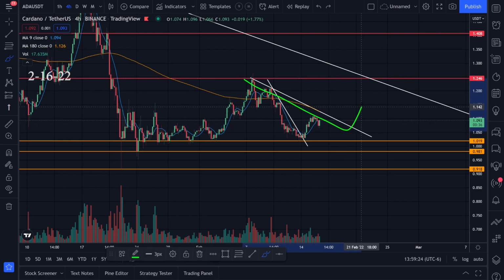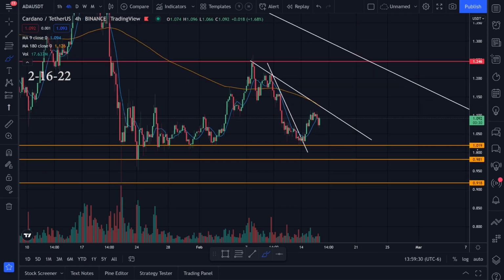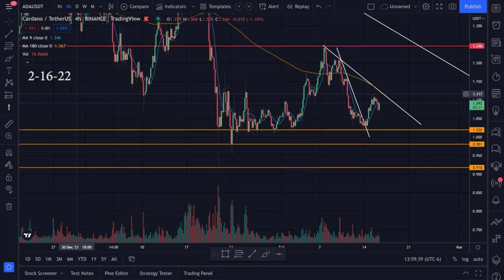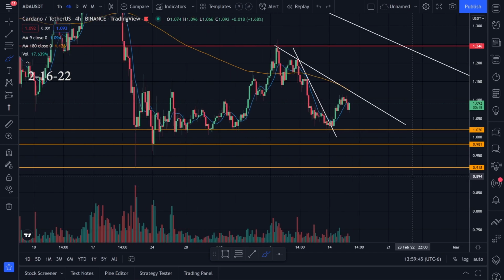Until we break this downtrend going to the upside, though, I'm watching these orange lines, or at least these are still on my radar. The first one is sitting around 1.019. You might even want to take that up to 1.02 just to be safe about it. But then the next one is the bottom down here, sitting around 98 cents, and then we have a wick down to around 91 cents.